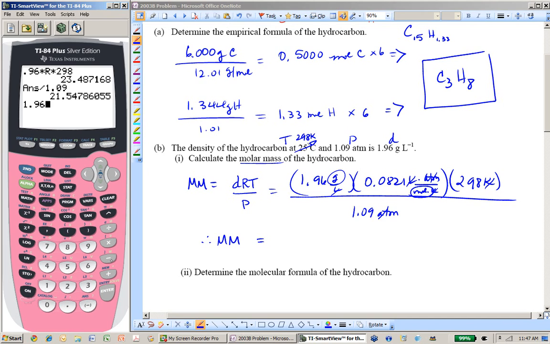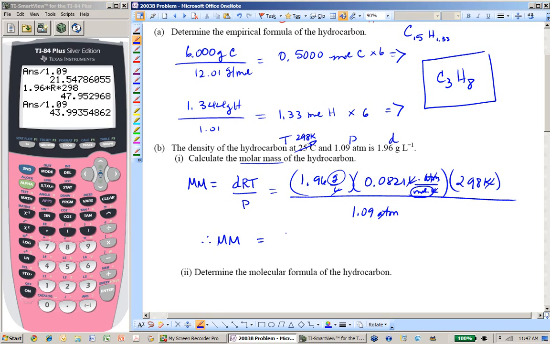1.96 grams per liter times R times 298, enter, divided by 1.09. I must have mistyped something the first time, because this is going to work. Okay, so 44. I'm going to put a 0.0 on it, because that's really close to being just flat out even 44 grams per mole.